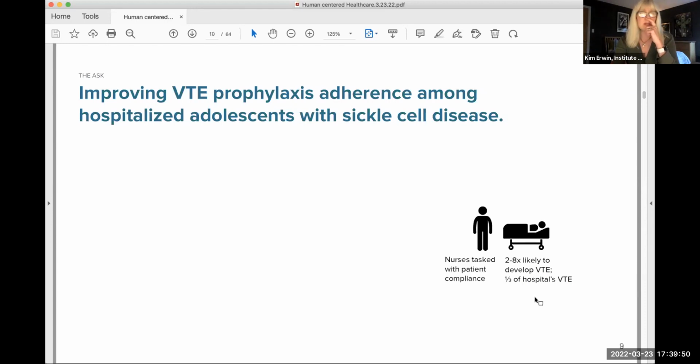So the decision by leadership was to task nurses with improving patient compliance, that is an indicative word, to engage in prevention activities such as movement, hydration, and there's not really a lot else you can do, but those are a couple of things you can do.